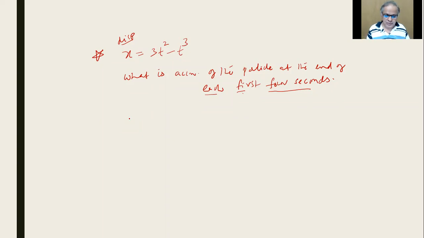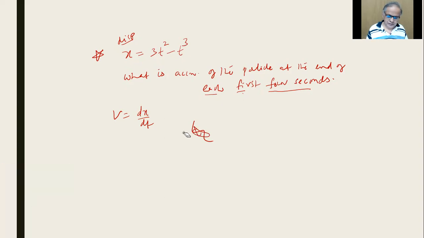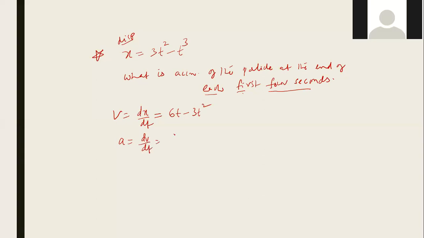You need to do v equals dx by dt first, right? What will be v? I'll tell this without writing. 6t minus 3t square, right? Remember, 6t minus 3t square. Writing again, just a minute. v equals dx by dt equals 6t minus 3t square. No problem with this, isn't it? a equals dv by dt, which is 6 minus 6t.